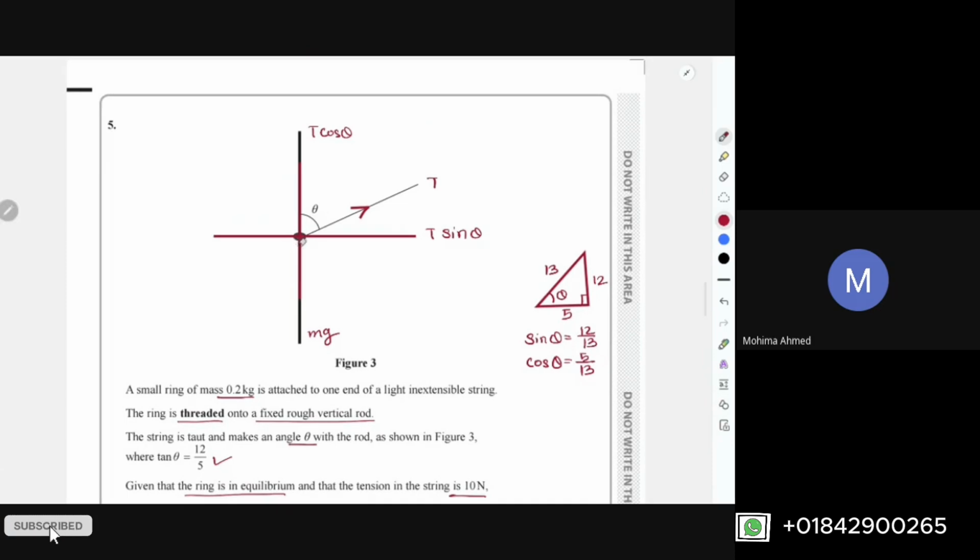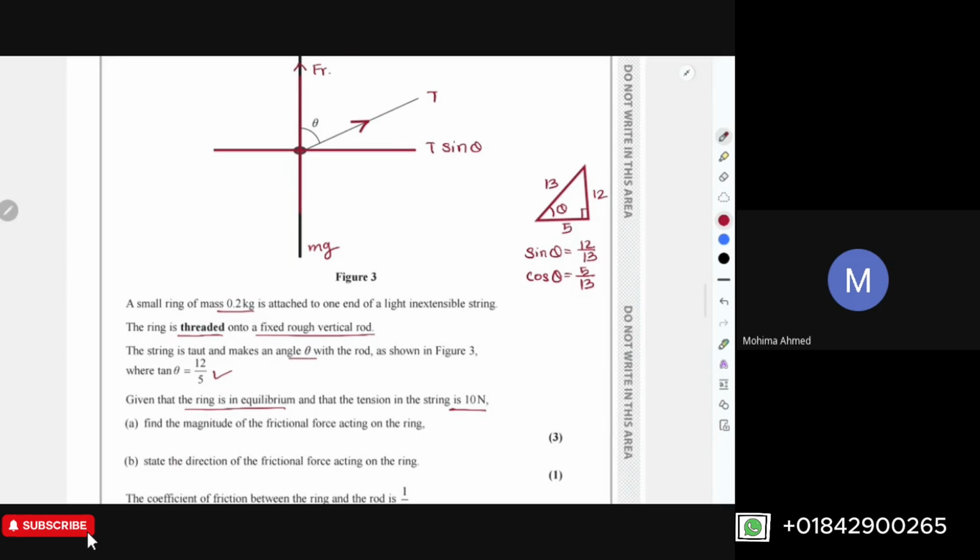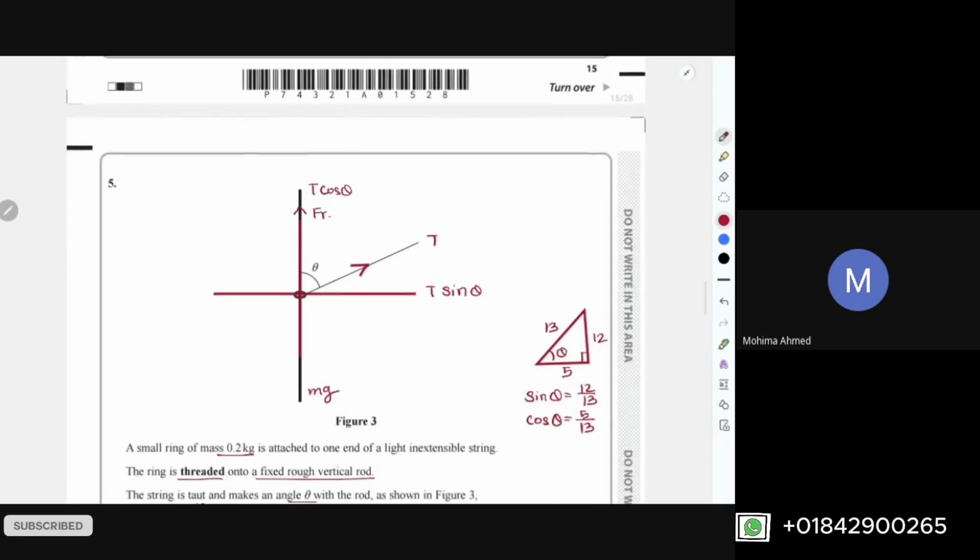Another thing, if the string was not there, the ring would slide down the rod, right? Or down that entire pole. So the ring will actually fall down the rod. In that case, if it was going to fall down the rod, then in the upward direction you have friction also. And if you want to calculate that friction, I just have to work with mg minus T cos theta. But the problem is, tension was also given. This was actually 10. So this is going to be 10 sine theta and 10 cos theta.